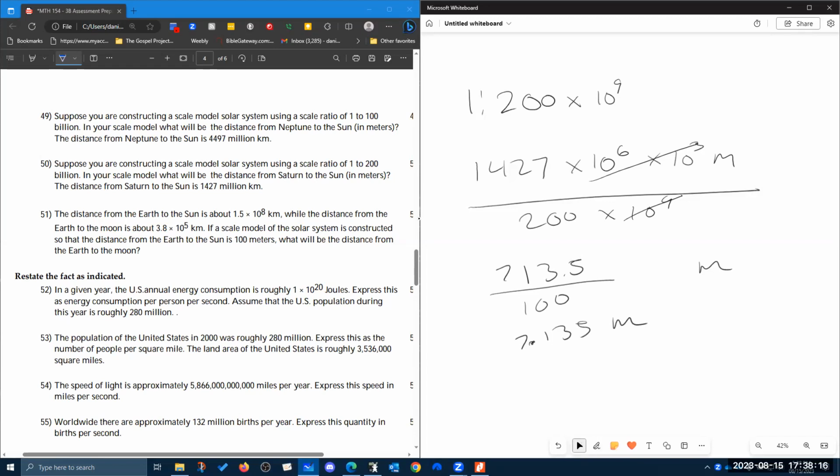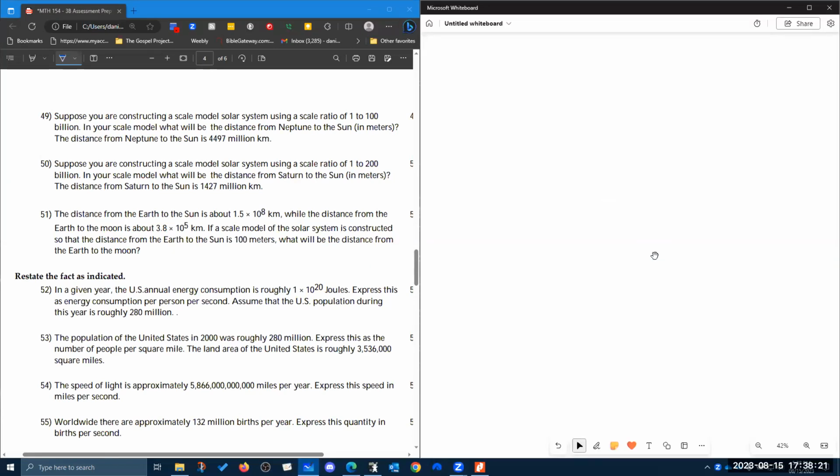And for the last one, the distance from Earth to the sun is about 1.5 times 10 to the 8th kilometers. The distance from the Earth to the moon, about 3.8 times 10 to the 5th kilometers. Scale model of the solar system is constructed so that the distance from the Earth to the sun is 100 meters. So 100 meters to 1.5 times 10 to the 8th kilometers.